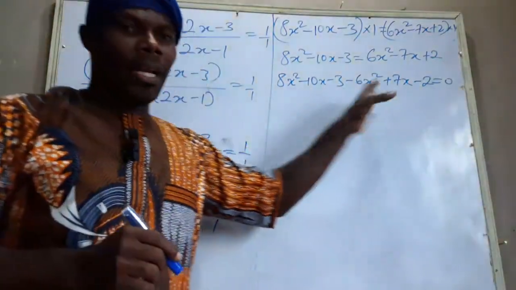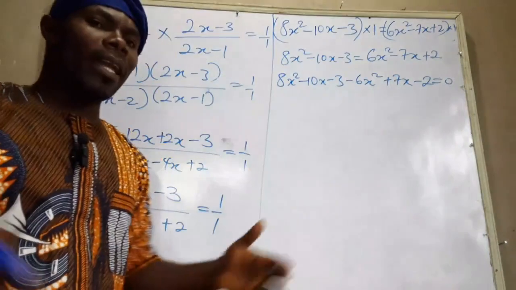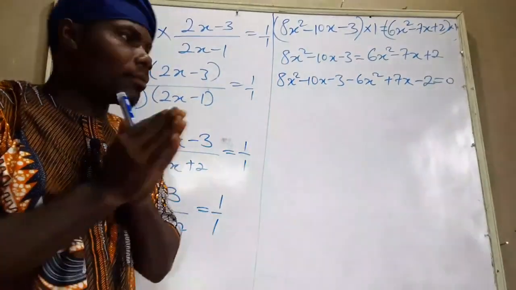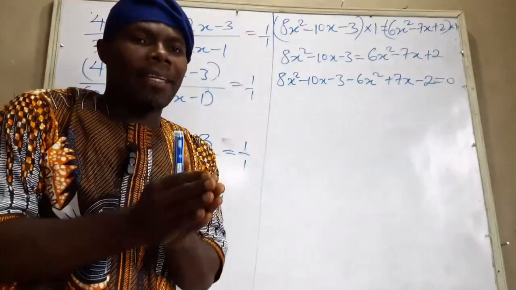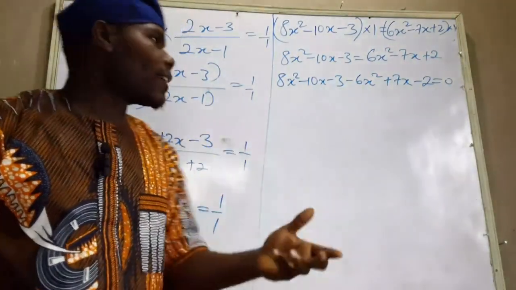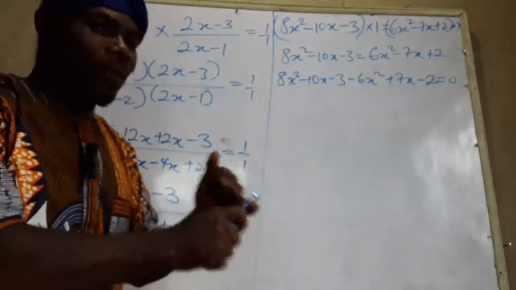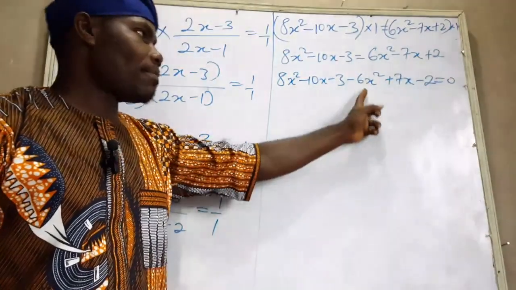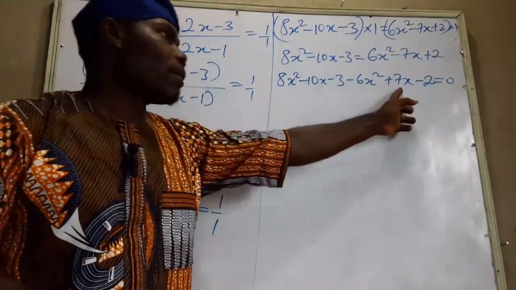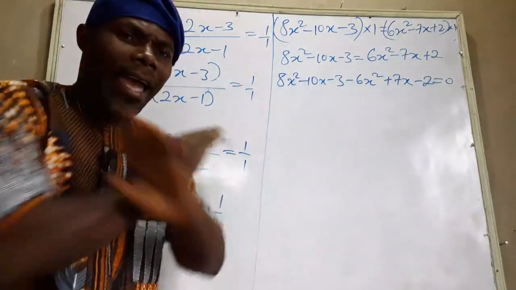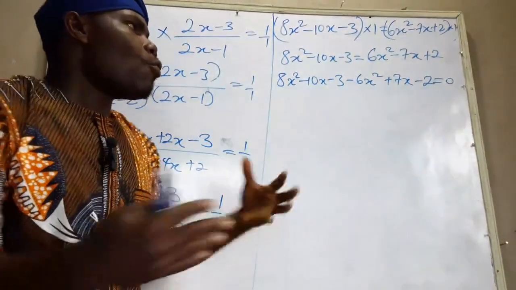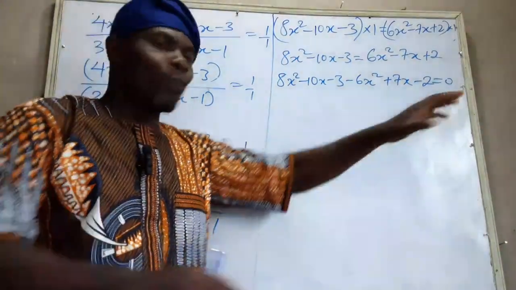Now, at this junction, let's collect the like terms. What do you understand by like terms? The terms that are alike. How do you identify that a term is alike? Some here have a coefficient of x squared, which is 8 and minus 6. Another one has a coefficient of x, which is minus 10 and plus 7. Another one does not have x as a multiple. We have minus 3 and minus 2. So we call this minus 3 and minus 2 a constant.